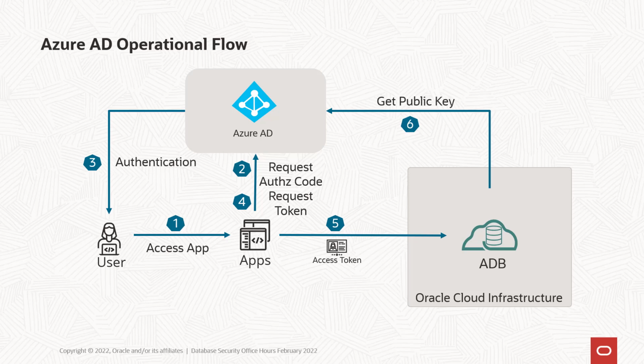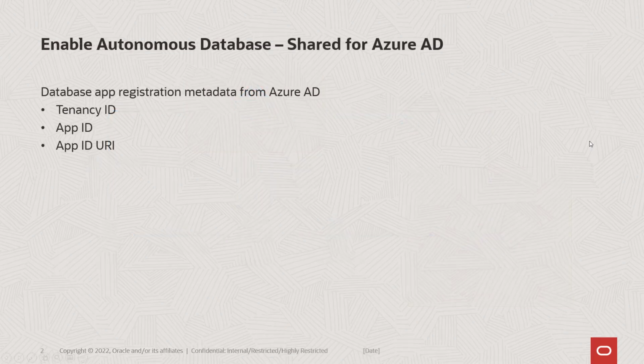Once you've registered your database with Azure AD, you'll need to take the metadata information from Azure AD to enable your OCI database to connect with Azure AD. The information you'll need from Azure AD is the tenancy ID, the app ID, and the app ID URI.